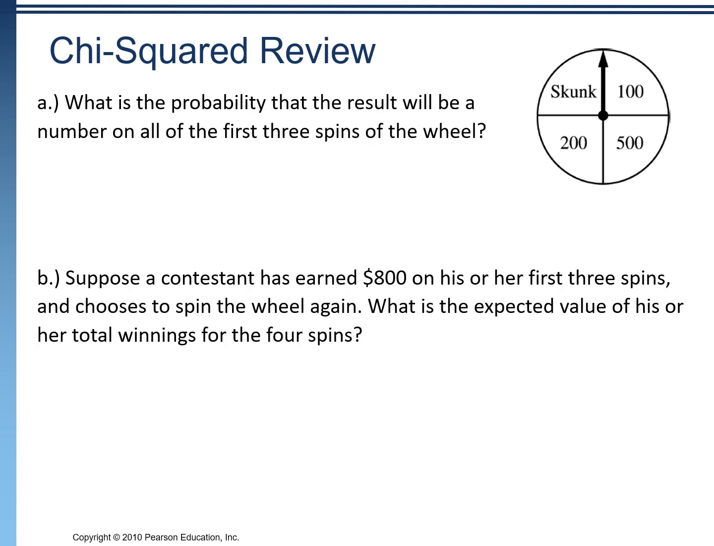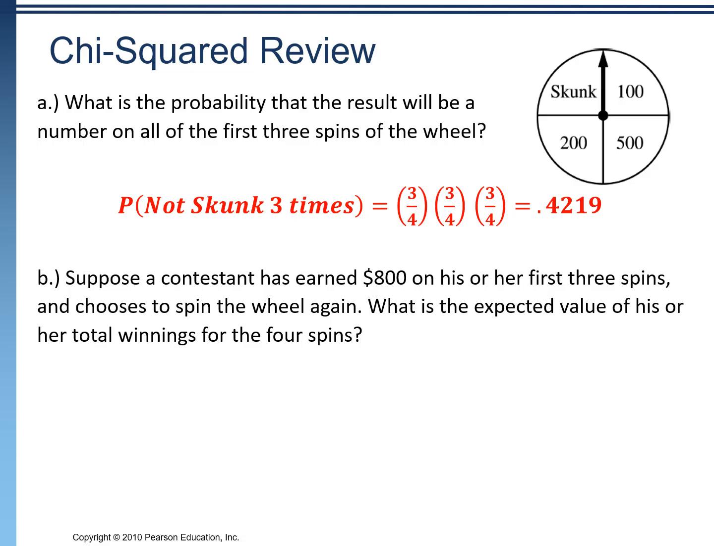So part A, what's the probability that the result will be a number on all 3 first spins of the wheel? Well, 3 out of these 4 sections there are values. We want to find the probability of getting not skunk 3 times in a row. So 3/4 times 3/4 times 3/4, 0.4219.